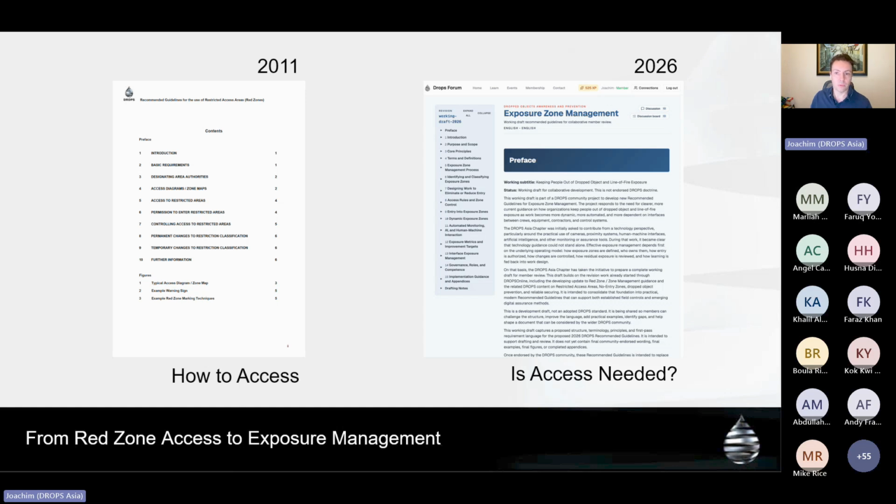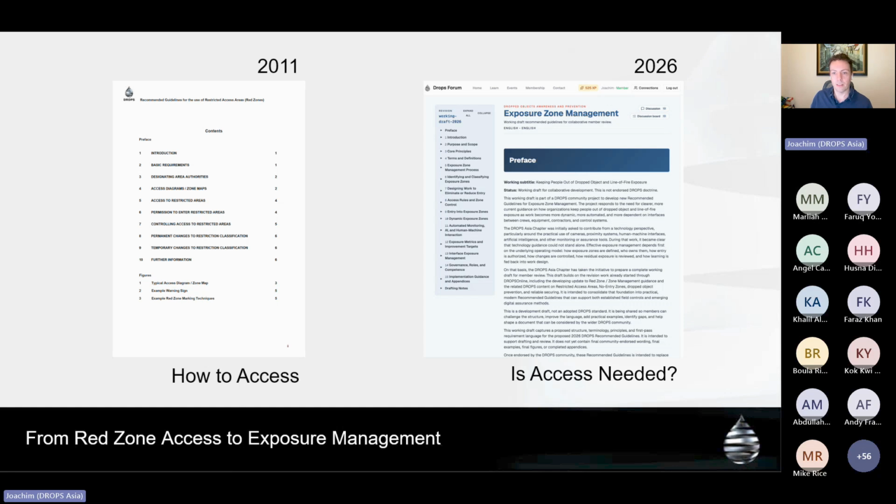The earlier red zone guidance was mainly organized around how access should be administered. It covered things like restricted areas, area authorities, access diagrams, warning signs, permissions to enter, and controlling access to restricted areas. That was useful because it helped companies formalize access to hazardous areas and prevent uncontrolled entry. But the limitation is that if the main question becomes how do we give access, then entry can still become normal. The job may continue largely as before, except now entry is documented, permitted, and administered.